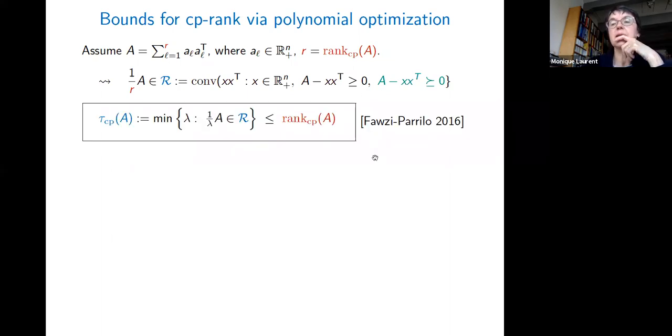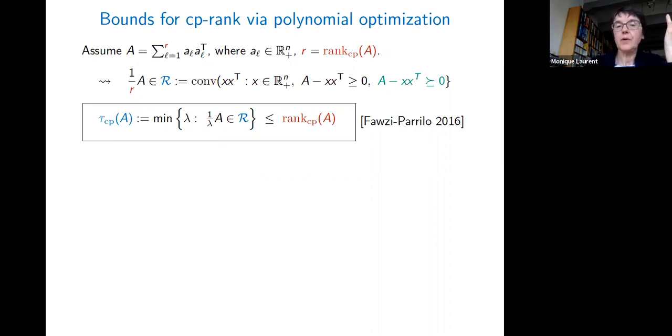So this led Fawzi and Parrilo to define this parameter tau of A, which is the minimum lambda for which 1 over lambda A lies in this set R, which is a lower bound on the CP rank. So this tau parameter can be seen as a convex relaxation of the hard CP rank, which is a hard combinatorial parameter. So this convex parameter is, a priori, not so clear how you would compute it.